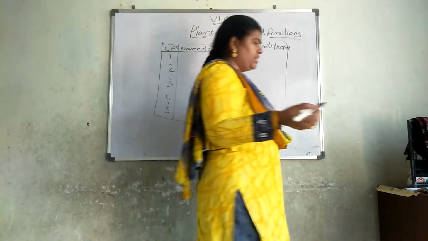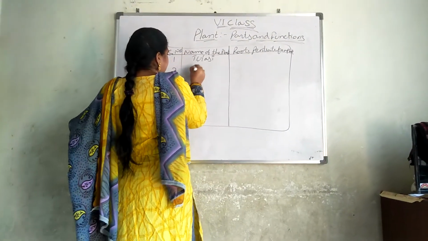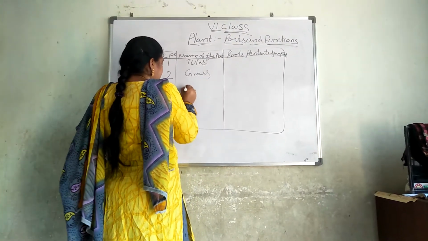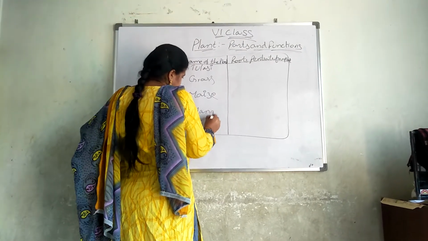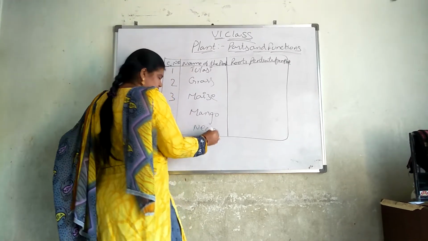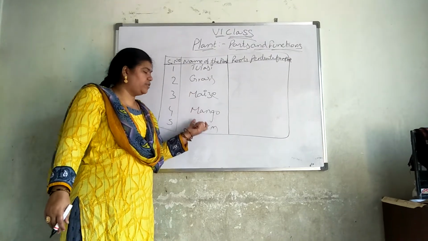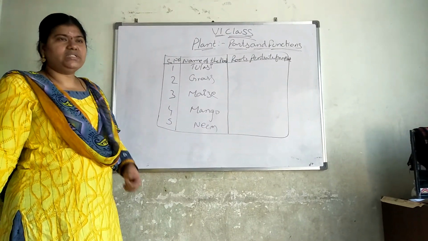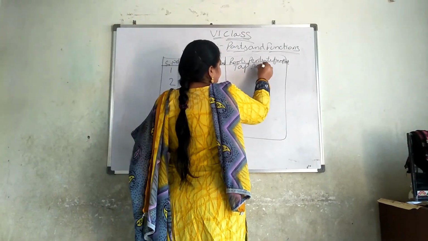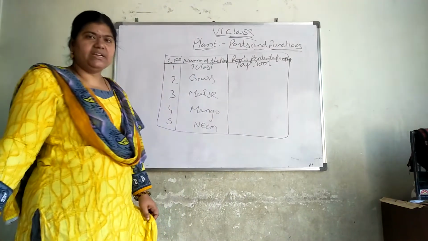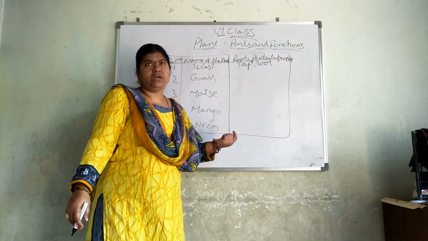So in my list, what are the 5 plants? Tulasi, grass, maize, mango, neem. So please see here the 5 different plants I took: Tulasi, grass, maize, mango and neem. What root system is present? When I am taking tulasi, it is having a taproot system. Which root system is the tulasi having? It is having the taproot system, meaning it has a main root and thin rootlets are coming from the main root.